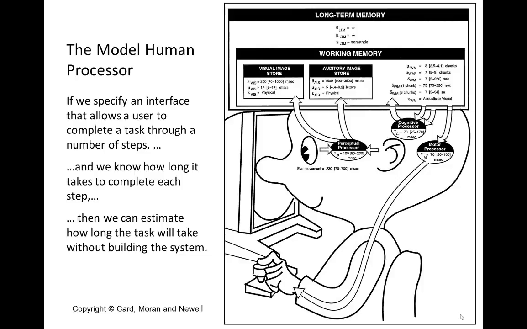So this works under the principle that you're basically doing a sum as to how long you think a task is going to take. So if we specify an interface that allows a user to complete a task through a number of steps, we've got an interface and a number of steps to complete things, we can estimate how long it takes to complete each step.